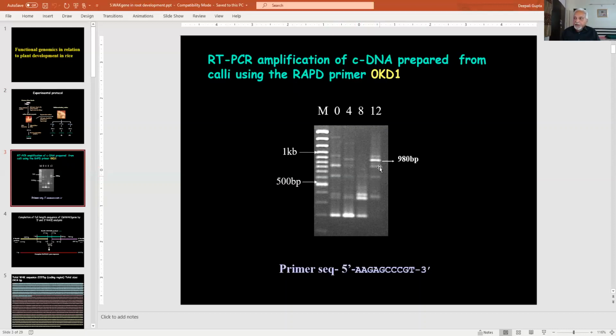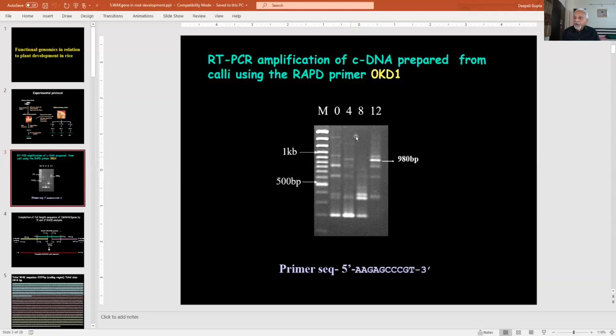But this amplification is present only in the 4-day-old callus and the 12-day-old callus. It is not present in the control, indicating that this amplicon has used a template which is not present in the control. That means it is a gene which is expressing very specifically during cytodifferentiation, from say 0 to 12 days.